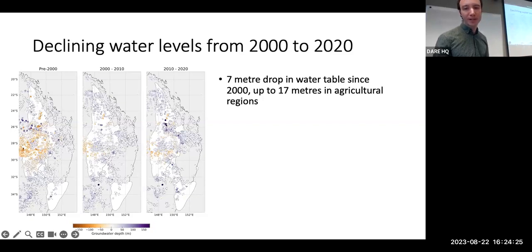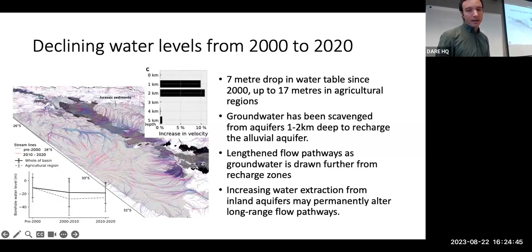And what we actually observe is a 7-meter drop in the water table since the year 2000. This is averaged across the whole basin, but we actually see drops of up to 17 meters in the productive agricultural regions of this area. So, a 7-meter drop in the water table since 2000 and 17 meters in agricultural regions. This is the Blue Mountains here. There's some Jurassic sediments and coal seams here.